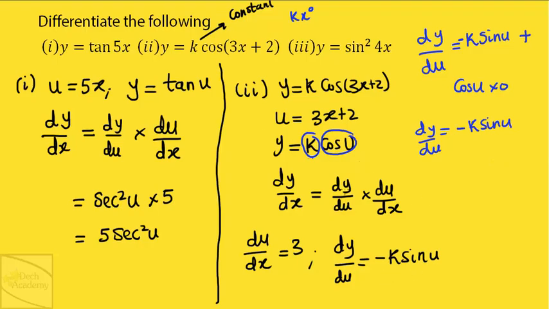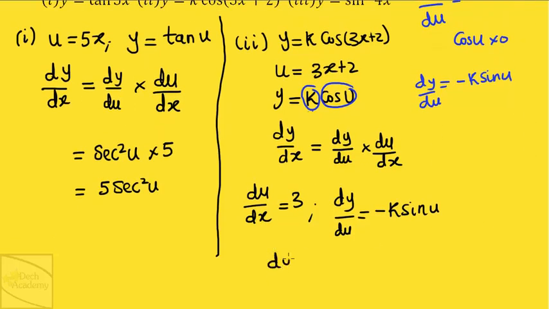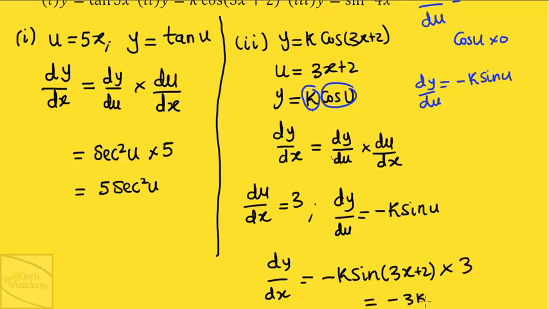Which means that dy dx is just simply a case of multiplying dy du times du dx. So dy dx is dy du, which is minus k sine u, but instead of u, I'm going to replace it with 3x plus 2, times du dx, which is 3. So the result is minus 3k sine(3x plus 2).